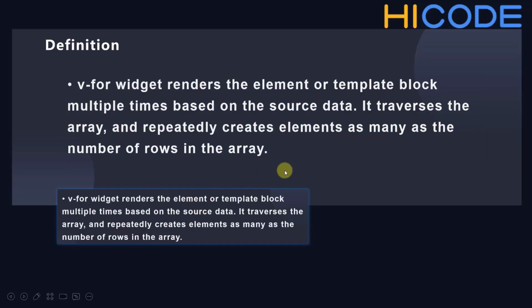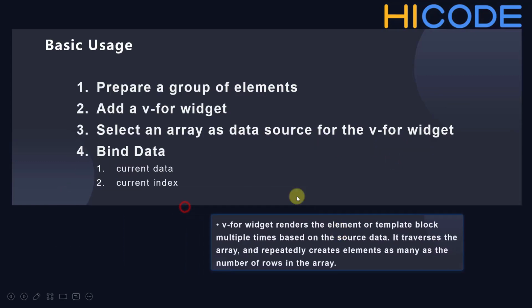Let's go on to look at how to add such a widget. So the first step is to prepare a group of elements that you want to be repeatedly created. And next, add a V4 widget. Then select an array as data source for the V4 widget. And last step is to bind data. For the V4 widget itself, bind it to the data source, the array, and for the group of elements to be repeated, bind them to current data or current index.